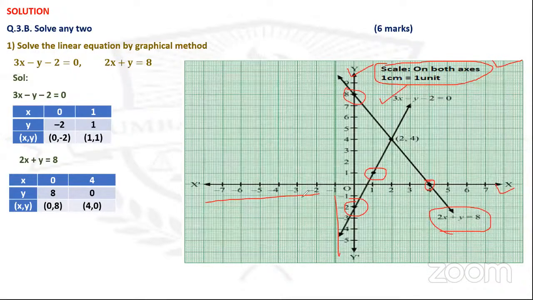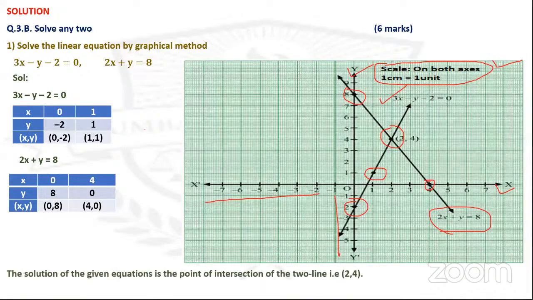Now after that, what happens? The two lines are intersecting at a point. So the two lines have intersected at one point. This point is nothing but the solution. Understand? So the solution of the given equations is the point of intersection of the two lines. So what is the answer then? Your answer is 2, 4.